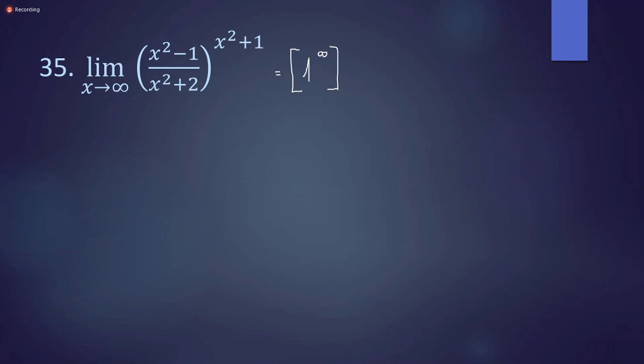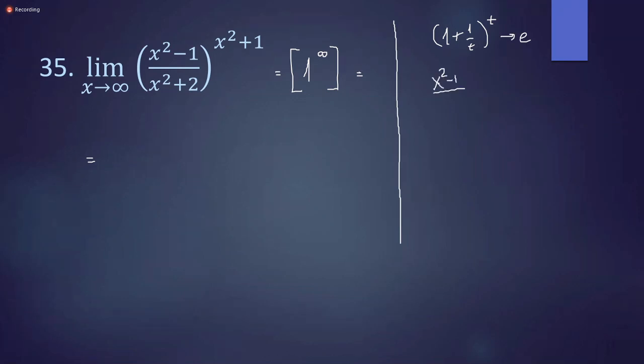So what we do here is, evidently, we need to do 1 plus 1 over t to the power t. We would be very happy to do this when t tends to infinity. So first of all, let's do x squared minus 1 divided by x squared plus 2. Let's change it to this. But to do that, we need to understand what 1 over t is. So we need to split it.